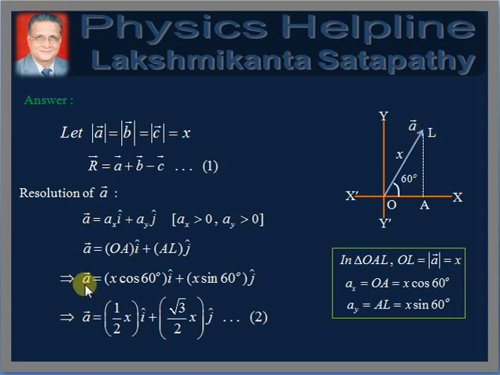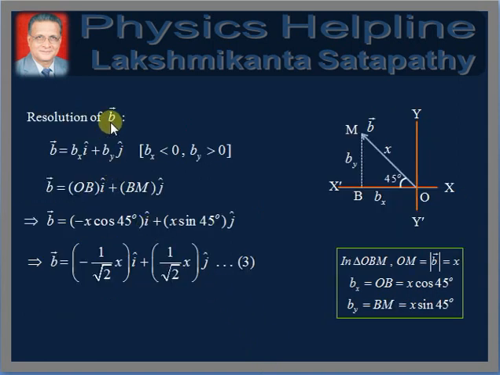Therefore we write vector A is equal to x cos 60 into i cap plus x sin 60 into j cap. Now cos 60 is equal to 1 by 2 and sin 60 is equal to root 3 by 2. Therefore we get vector A is equal to 1 by 2 into x into i cap plus root 3 by 2 into x into j cap.